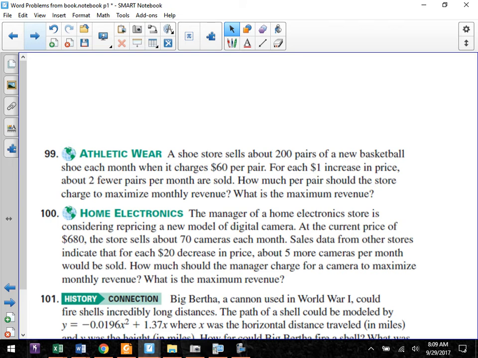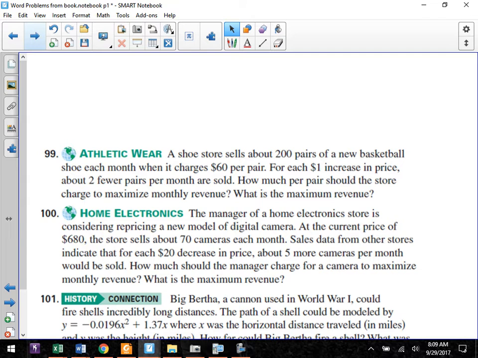A shoe store sells about 200 pairs of new basketball shoes each month when it charges $60 per pair. For each $1 price increase, about 2 fewer pairs per month are sold. How much per pair should the store charge to maximize monthly revenue? What is the minimum revenue? I'm sorry, maximum, excuse me.